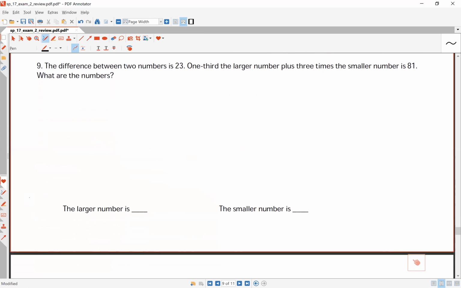Number 9, the difference or subtraction between two numbers is 23. So that's x minus y is 23. Now the way that that is set up, to get a positive 23, x has to be the bigger number and y has to be the smaller number, because bigger minus smaller is positive. So now it says 1/3 times the larger number plus 3 times the smaller number is 81.